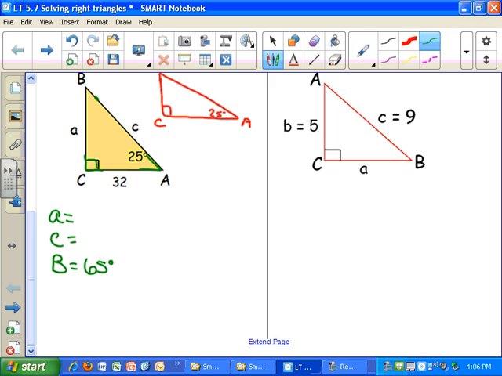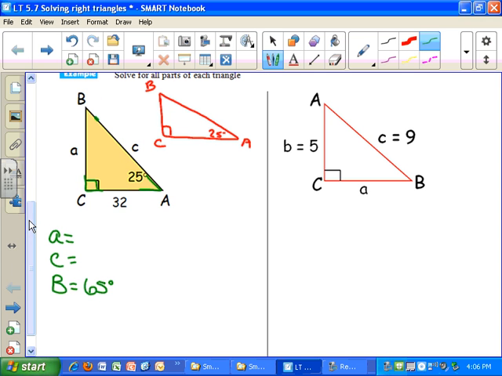Okay. The other shortcut that you might already know is that when one angle is already 90 degrees, then these 2 have to be complementary, or they have to add up to 90 degrees. So you could also do 90 and subtract 25.